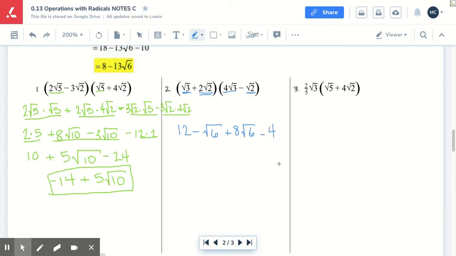Now I need to do my addition and subtraction. So I'm going to be putting together my like terms here. My constants, 12 minus 4 would be 8. And then these two here in the middle are like as well. That's a minus 1 root 6 plus 8 root 6. So they do have the same radicand, so that means I can put them together. It's a negative 1 plus 8, so that would be a positive 7 root 6.